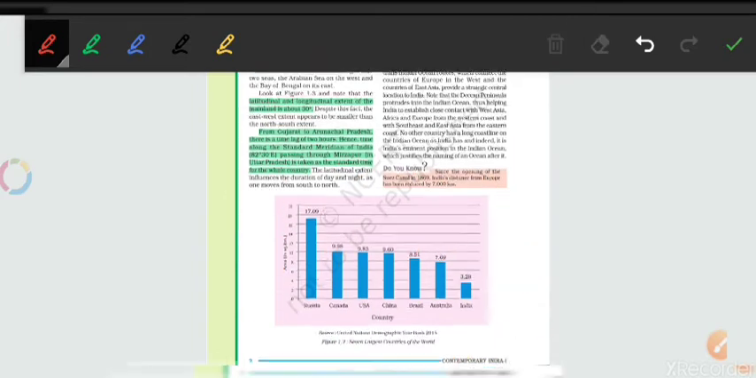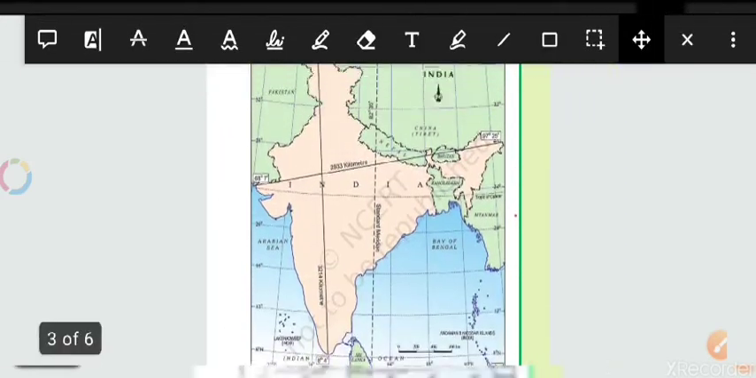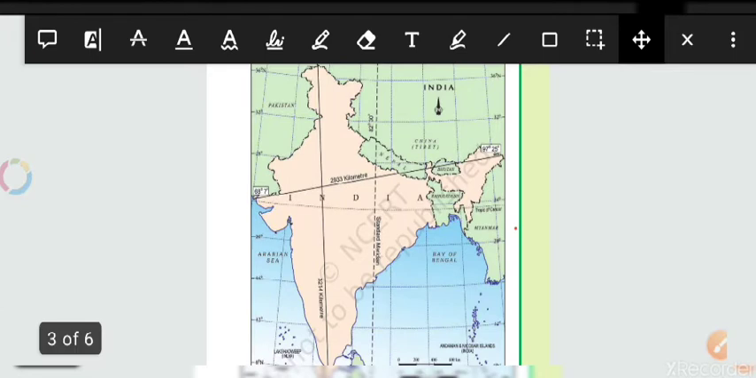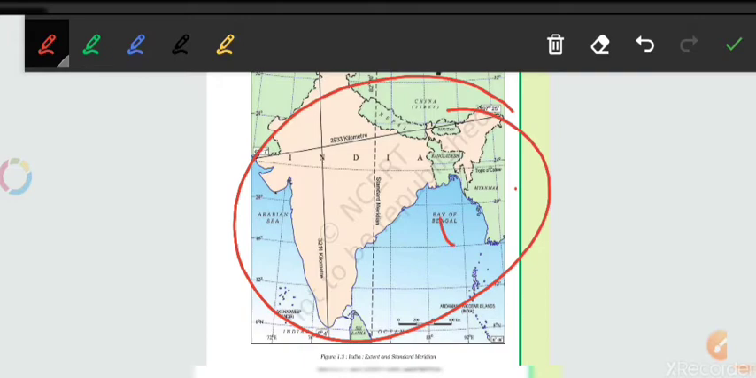If you compare the area of India with other nations, then India is in 7th position. The first is Russia, the second is Canada, the third is the USA, and then China, Brazil, Australia, and then India. So India is in 7th place. On the next page, this is all. You have to understand this diagram carefully, so go through it.